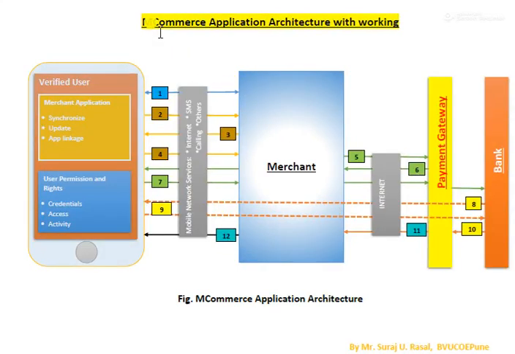Now let's see the remaining part of M-commerce application architecture. In the previous theory session, we started with one real-time example to understand how this M-commerce application works. For this purpose, we already saw the first point, the second point, third, fourth, fifth, and the sixth point. So till the sixth point we have already finished.